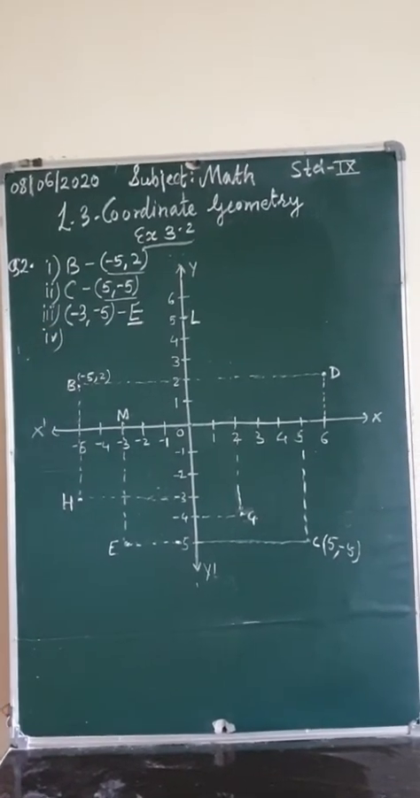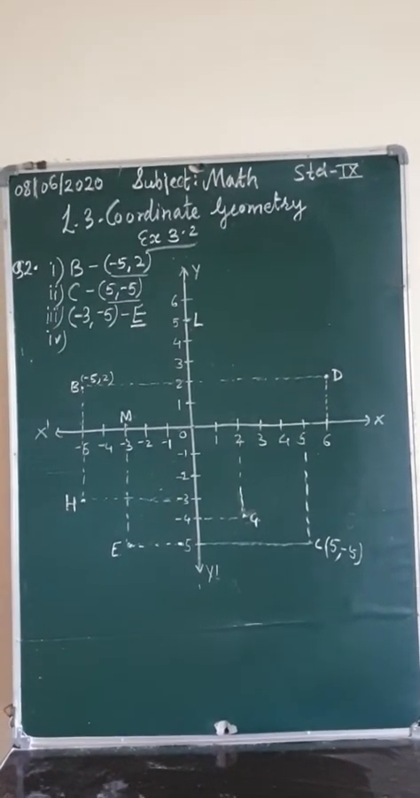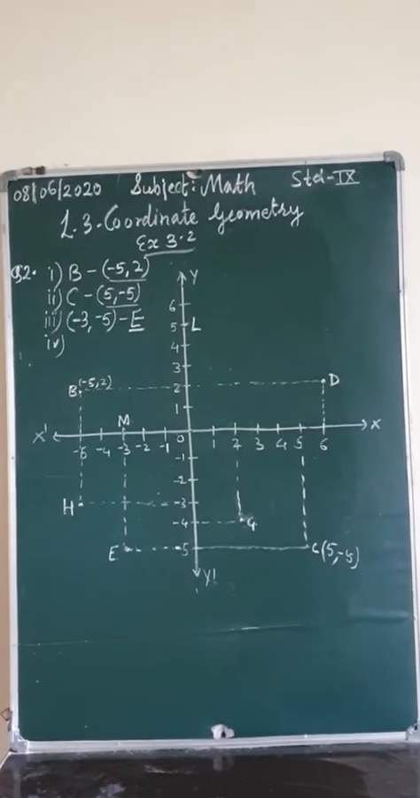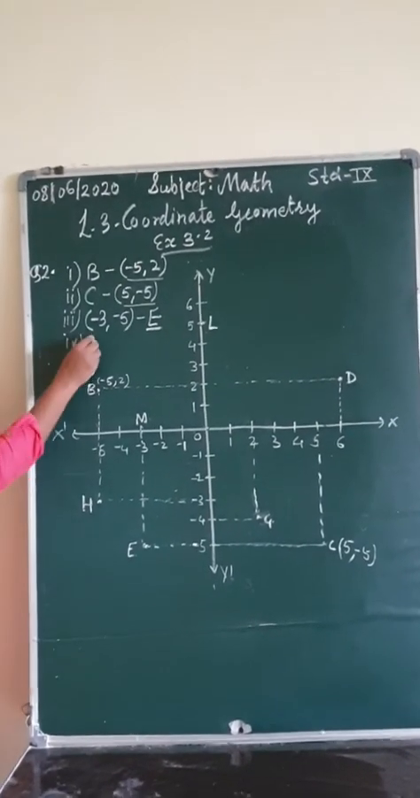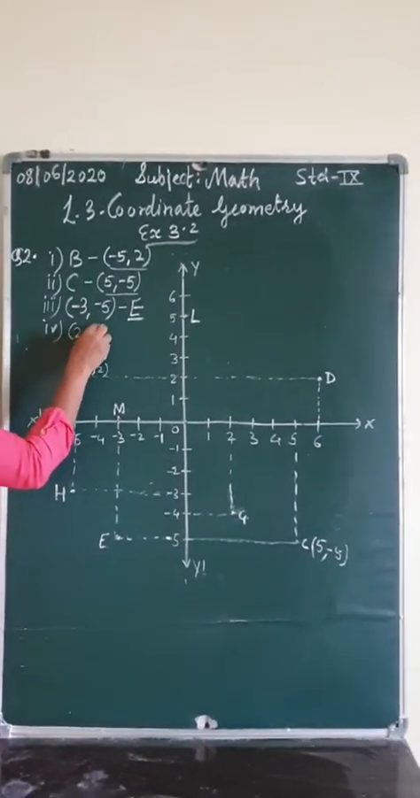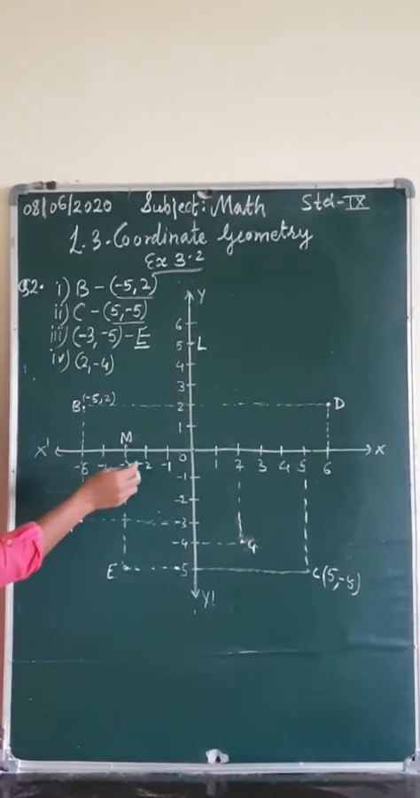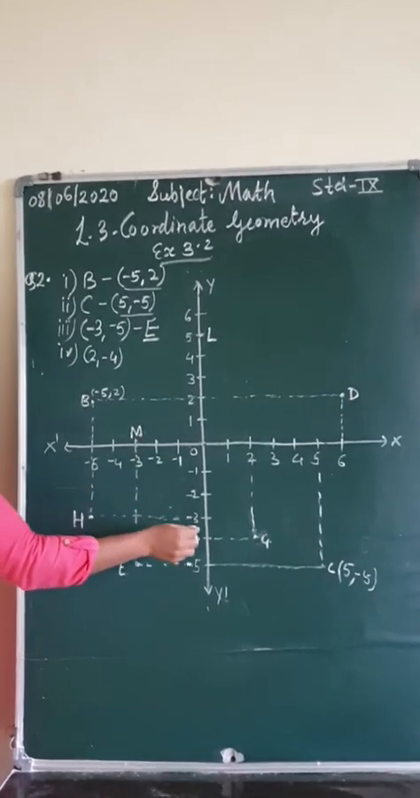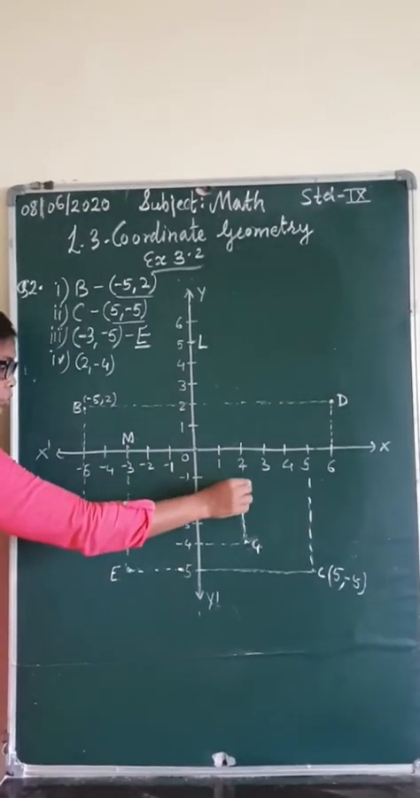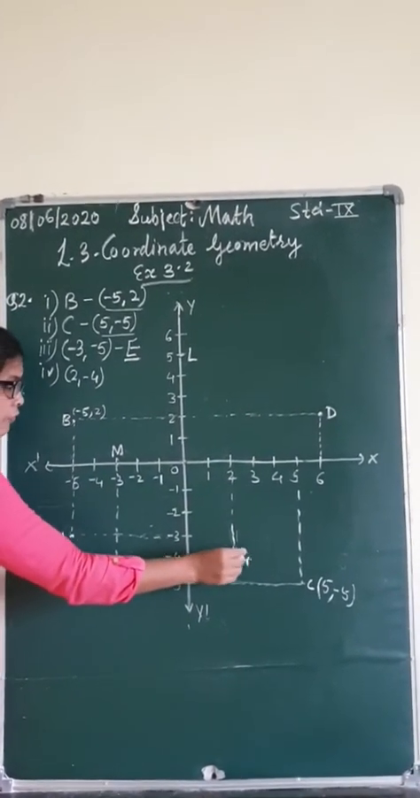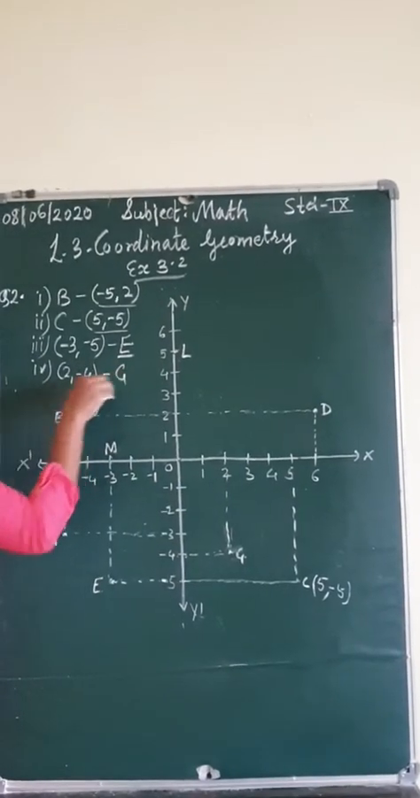Fourth. In the fourth question, the point identified by the coordinates 2, -4. So 2 means the first will be 2, -4. That is G point.